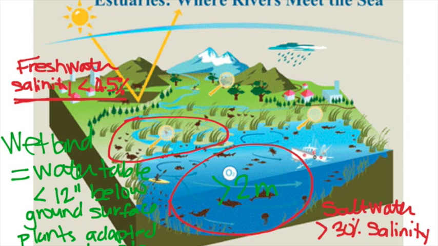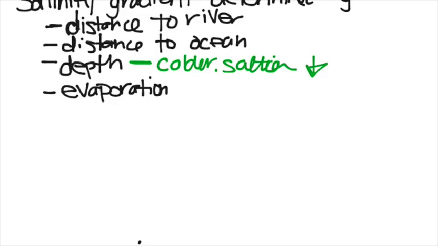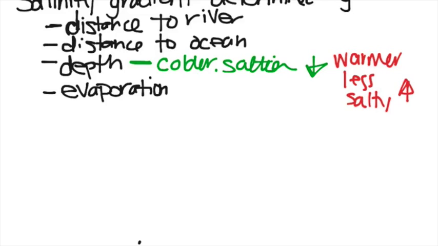So in an estuary, the biggest determining factor of where things can live is the salinity gradient. The salinity gradient is determined by the distance the point you're measuring the salinity at is from the river, and the distance it is from the ocean, as well as depth. Colder, saltier water sinks, and warmer, less salty water rises. Okay, and then also evaporation.